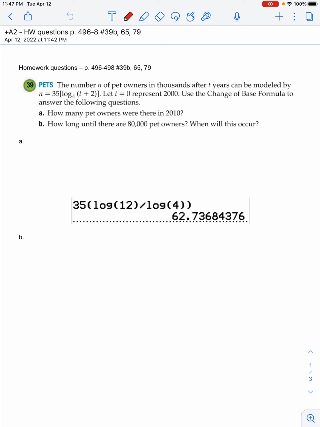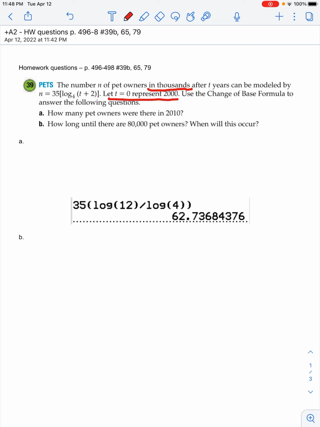In number 39, you have the application problem that says the number n of pet owners in thousands. That is important to note. It's in thousands, after t years can be modeled by the formula n equals 35 times the log base 4 of the quantity t plus 2. They tell you to let t equals 0 represent the year 2000, and they want you to use the change of base formula to help you answer the questions.